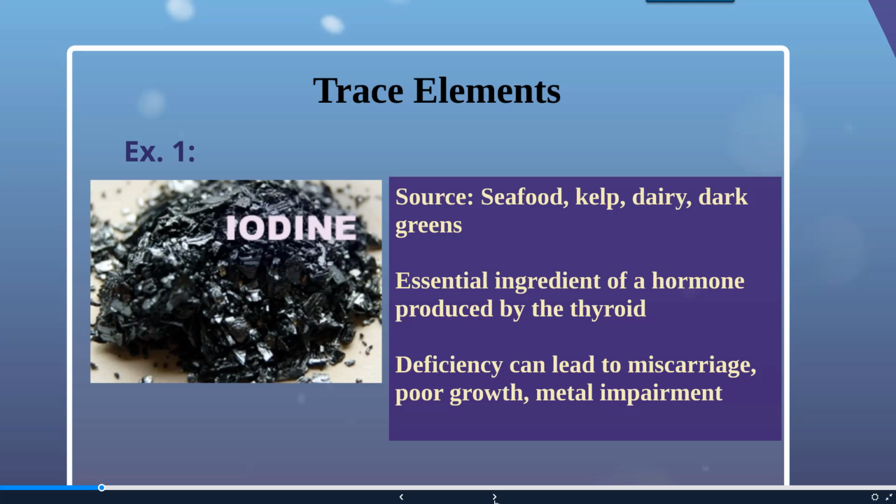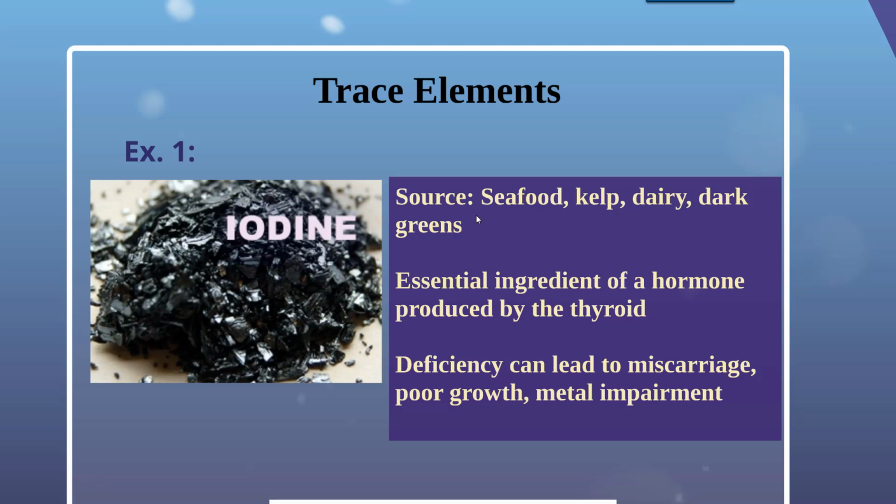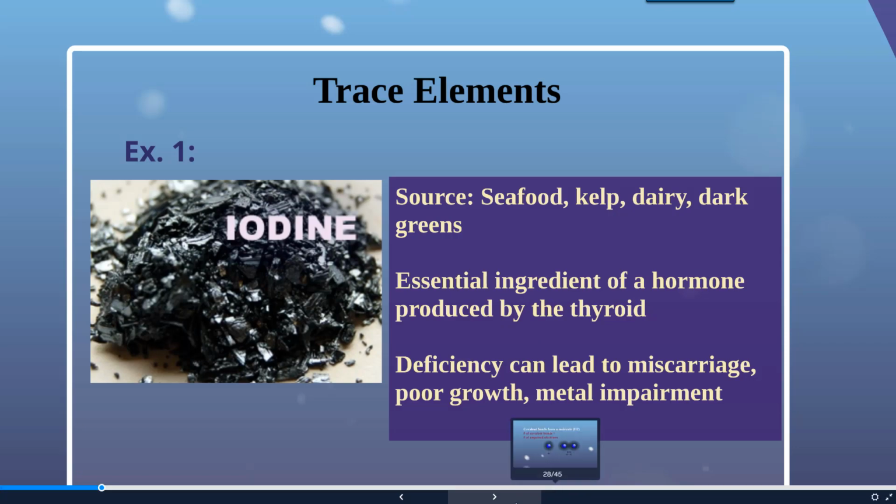Trace elements are typically essential ingredients that are responsible for a lot of hormonal behaviors and actions. A deficiency of these can lead to growth issues and miscarriage. So something like iodine, for example, which is found in seaweed, kelp, dairy, and dark greens, is very important to our bodies, even though it's found in very small amounts.